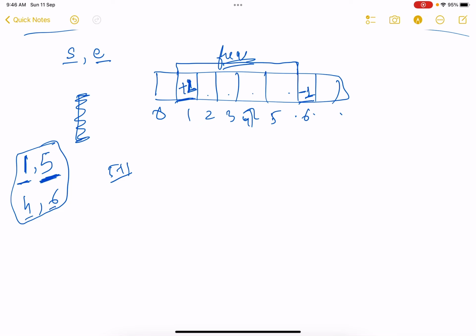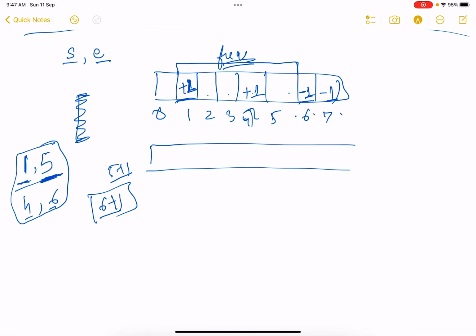The second meeting is from 4 to 6. You go to 4 and increment it by 1. This meeting is happening till 6, so we go to 6 plus 1, the 7th index, and we do -1 here. So this is the stuff that is happening. Now suppose these are the two meetings. This is the frequency array, and we will find the prefix sum of this frequency array.